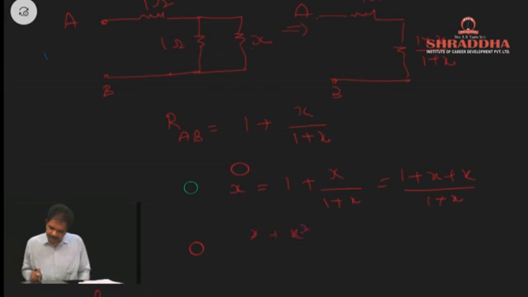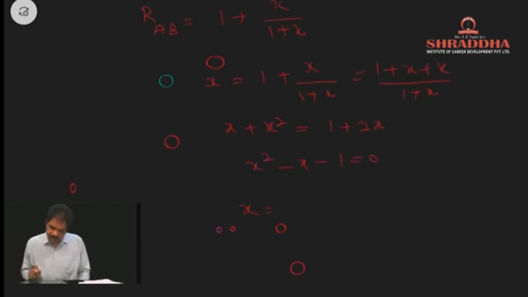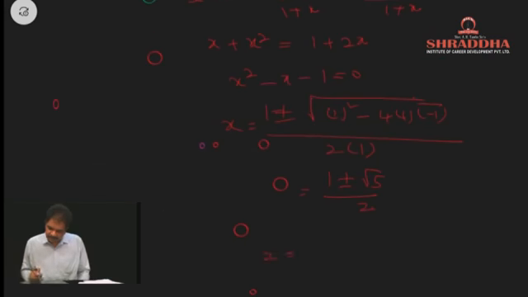So X plus X square, and cross multiplication gives 1 plus 2X. So X square minus X minus 1 is equal to 0. Solving this, x is equal to minus b plus or minus square root of b square minus 4ac by 2 into a. So 1 plus or minus root 5 by 2. Minus root 5 is not possible. So x is equal to 1 plus root 5 by 2. So the answer for this will be the first option. Okay.